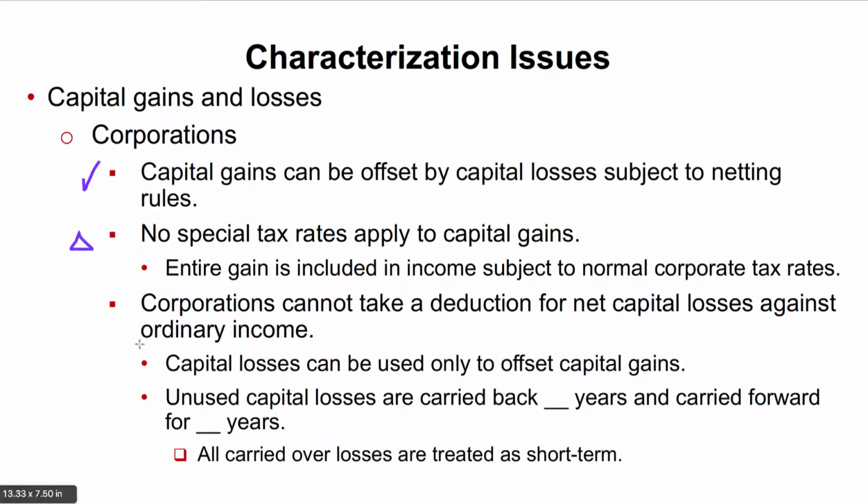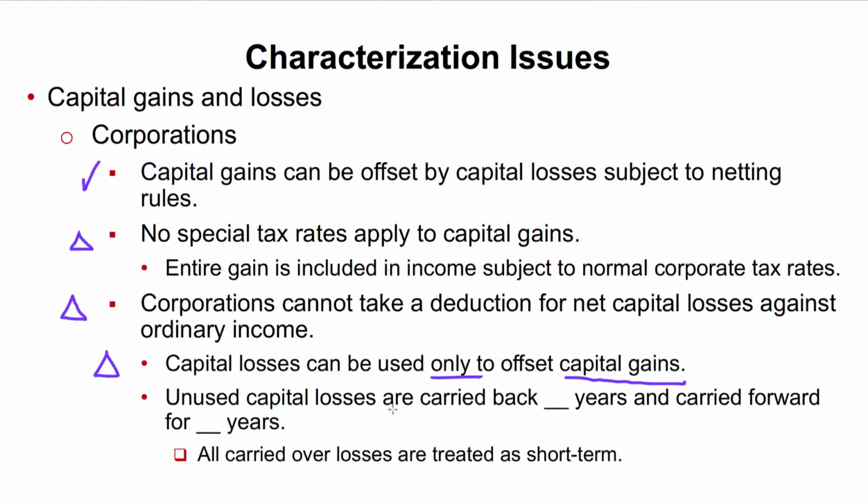Another thing, corporations do not get that special benefit where you're allowed to offset against a certain amount of ordinary income. We saw for individuals it was $3,000, unless you're married filing separately, then $1,500. Guess what? Corporations do not get that. They can only use capital losses to offset capital gains. Big change, but that's important to understand.